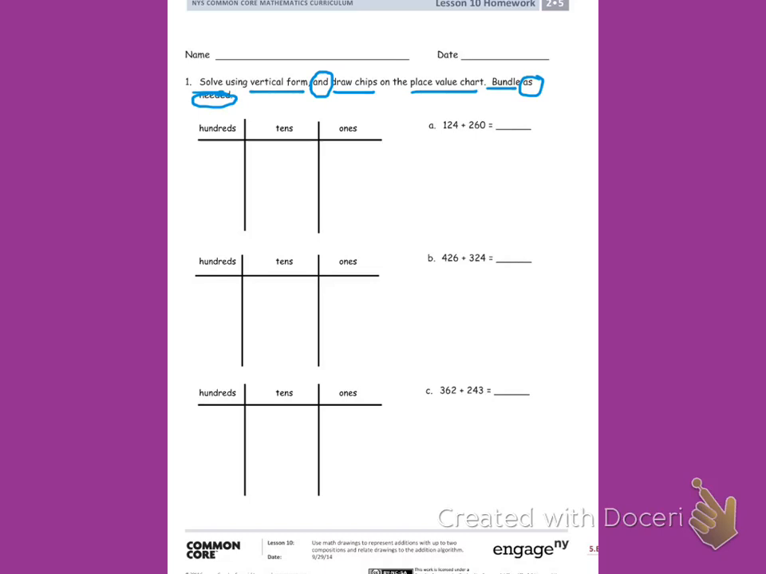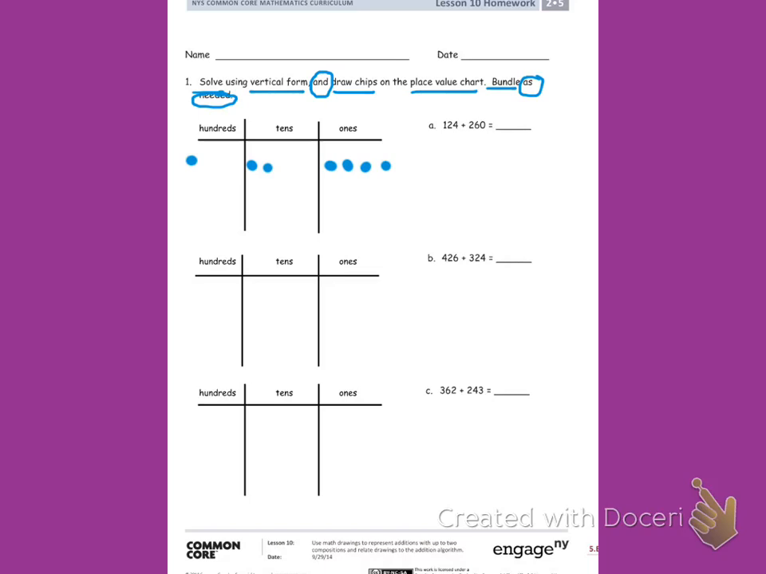Item A, 124 plus 260. I need to draw 124 using chips on the place value chart. 124 has one group of 100. There it is. There's my chip. It's just a dot. Now it has 2 groups of 10. 1, 2. And it has 4 ones. 1, 2, 3, 4. Wasn't that easy? This is the way you show 124 on a place value chart using chips.